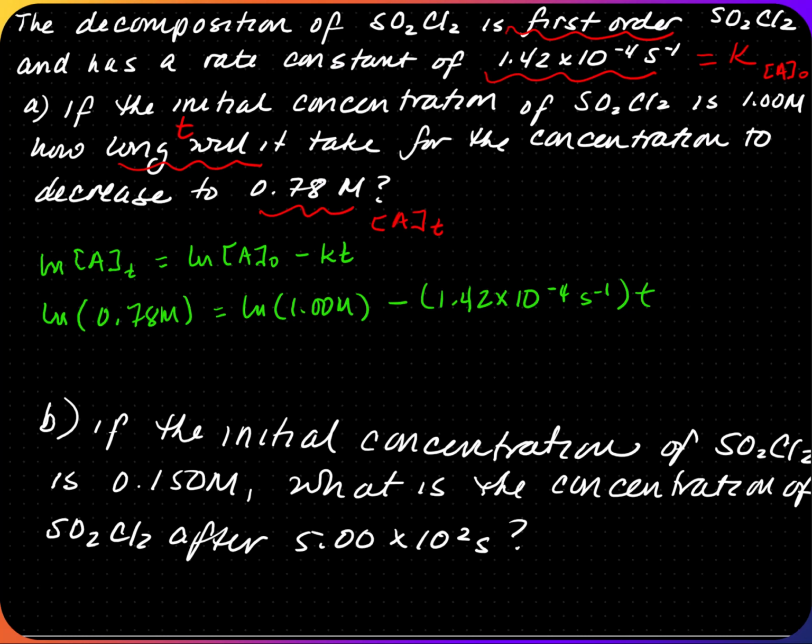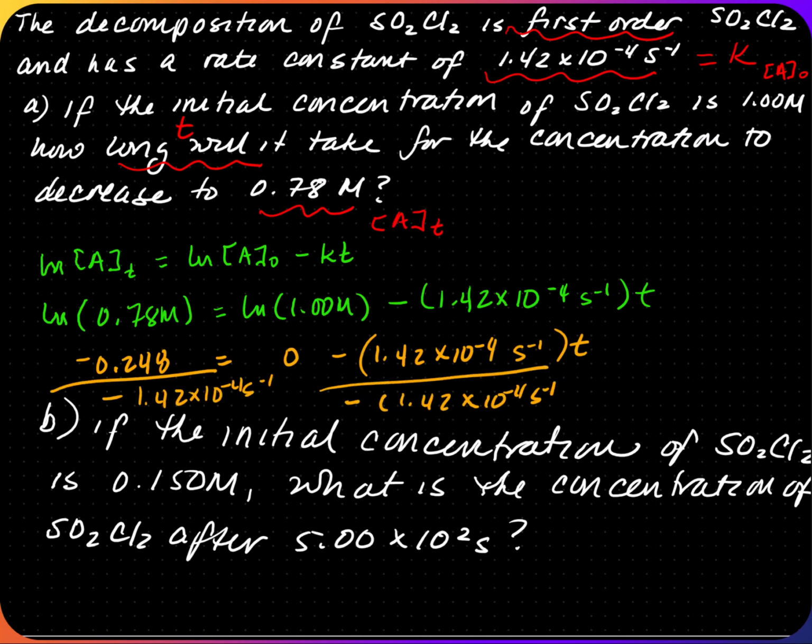So ln 0.78, you punch that in and you get something like negative 0.248. This is equal to ln 1. If you punch that into the calculator, that's 0, minus 1.42 times 10 to the negative 4 times t. So I need to divide both sides by negative. When I do that, my negatives cancel out. T equals 1749.7.